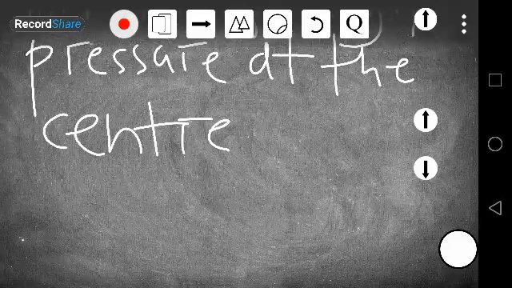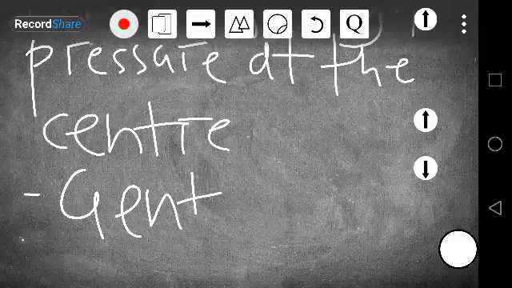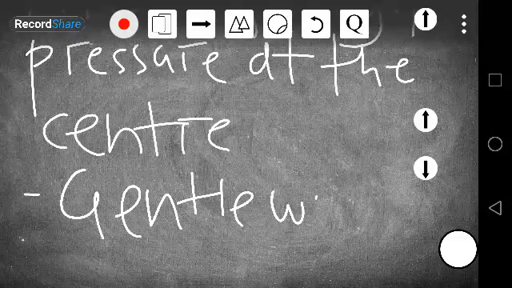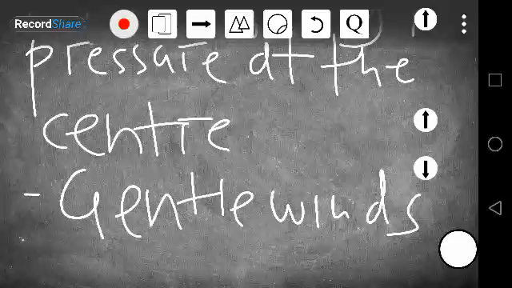So this will result in gentle winds, okay? Winds which are just gentle and they are not violent. So it is characterized with gentle winds, etc. Okay?